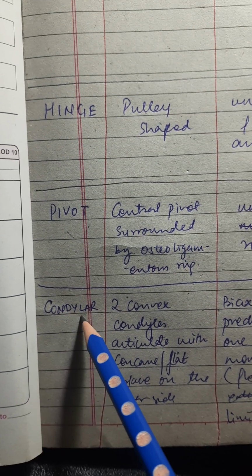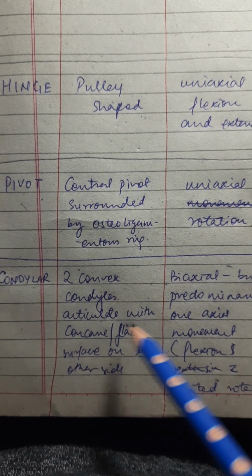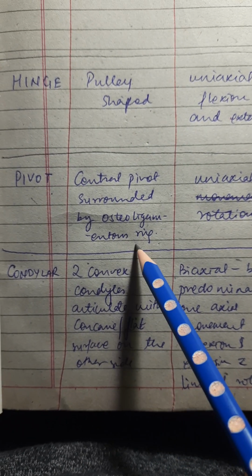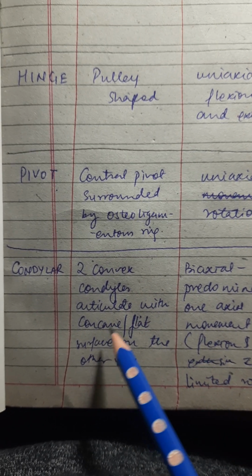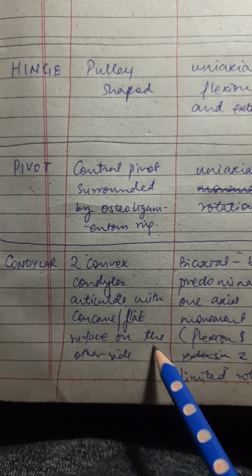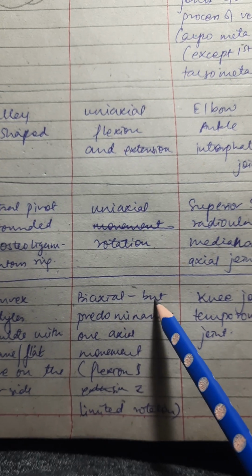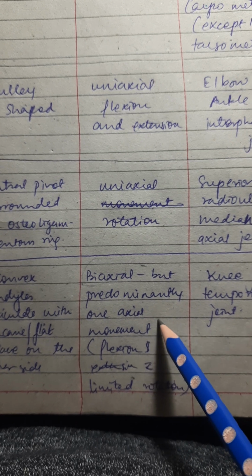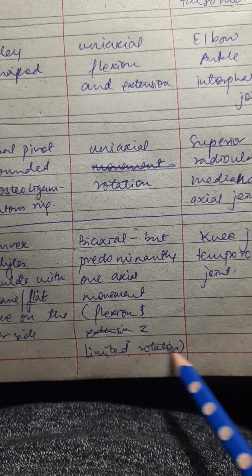Next we have condylar. So the articulating surface is two convex condyles articulate with concave flat surface on the other side. Two convex condyles articulate with concave or flat surface on the other side. Now the movement possible is biaxial. Bi means two, but predominantly one axial movement, flexion and extension with limited rotation.